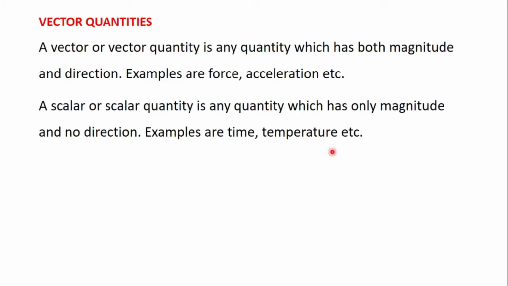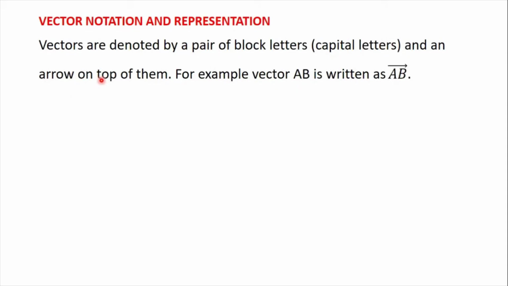Another quantity called the scalar quantity is a quantity that gives only magnitude but no direction. Examples are time, temperature, etc. In this video and the subsequent ones, we are going to concentrate on vectors. Just as we saw in bearings, vectors can also be represented on diagrams.